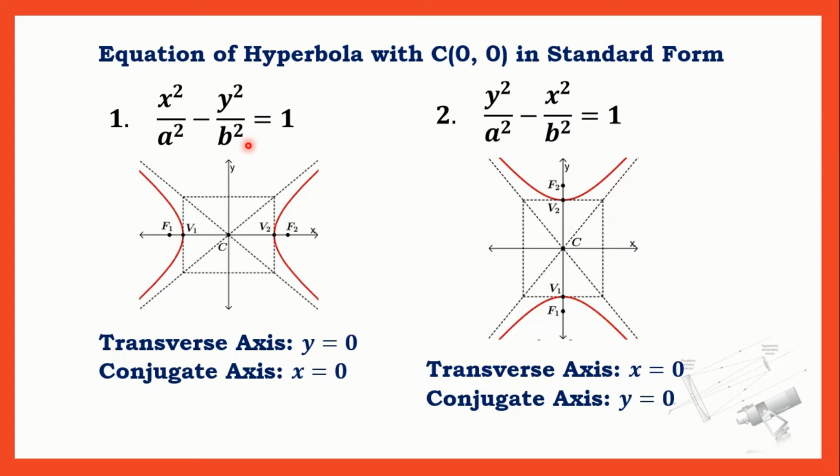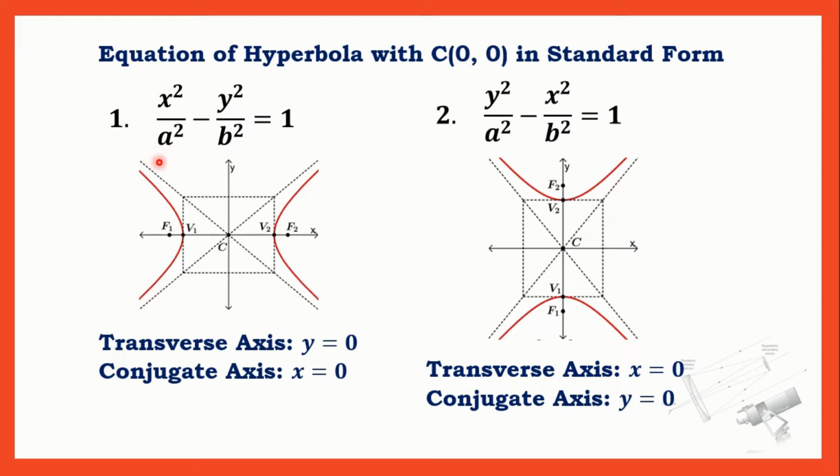Observe the equations. There are two terms on the left side of the equation. The first term is positive, and the second term is negative. a squared is in the positive term, and b squared is in the negative term.